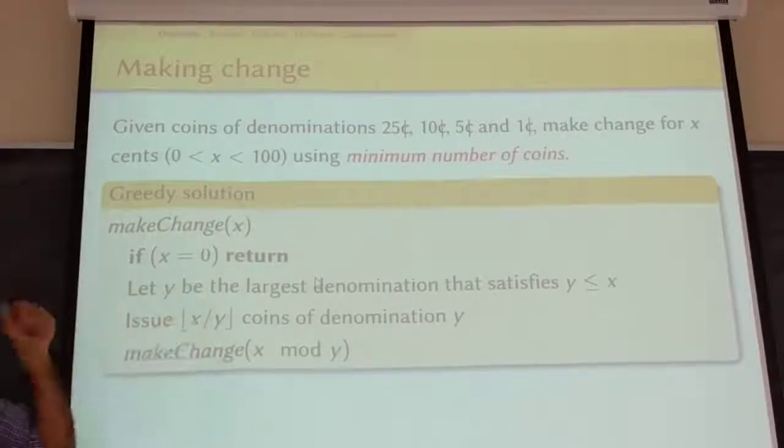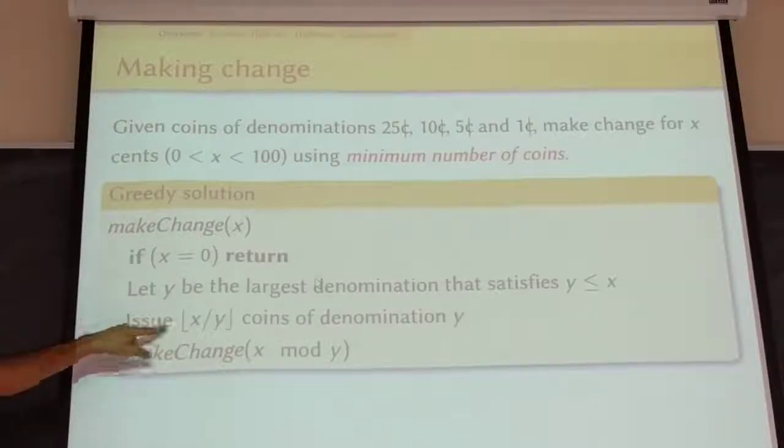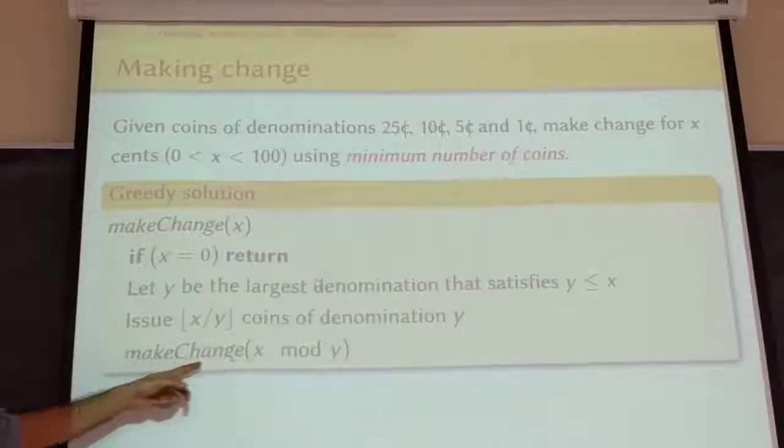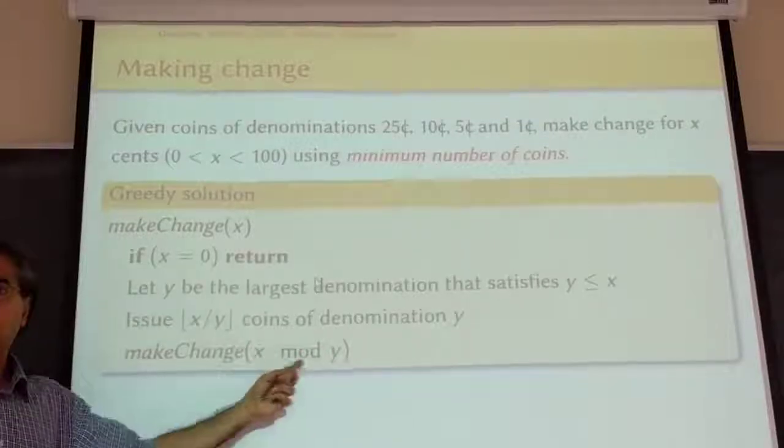So x divided by y, floor of that, will be 3. So you will start out by giving 3 25-cent coins, right? And then now out of 77, you've given out 75. So you have 2 more cents to give out. So you're going to make change for that amount, right?